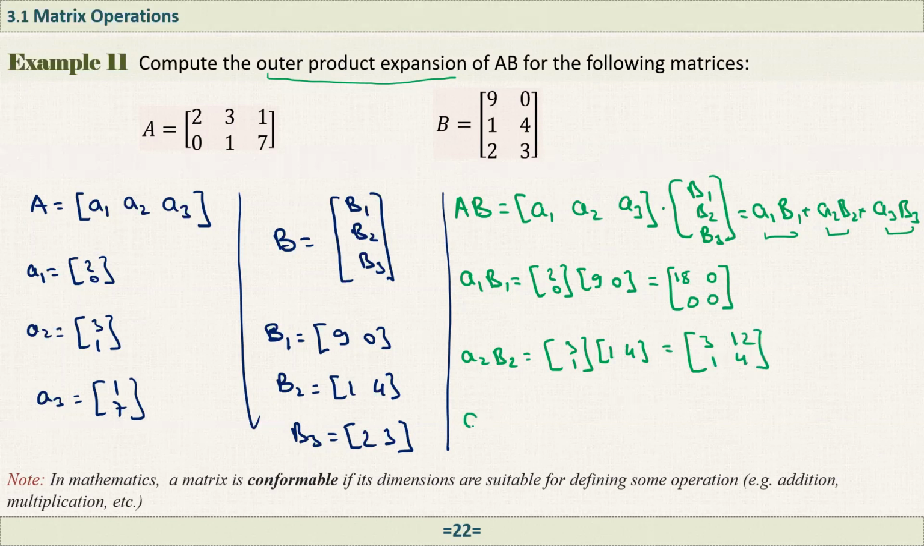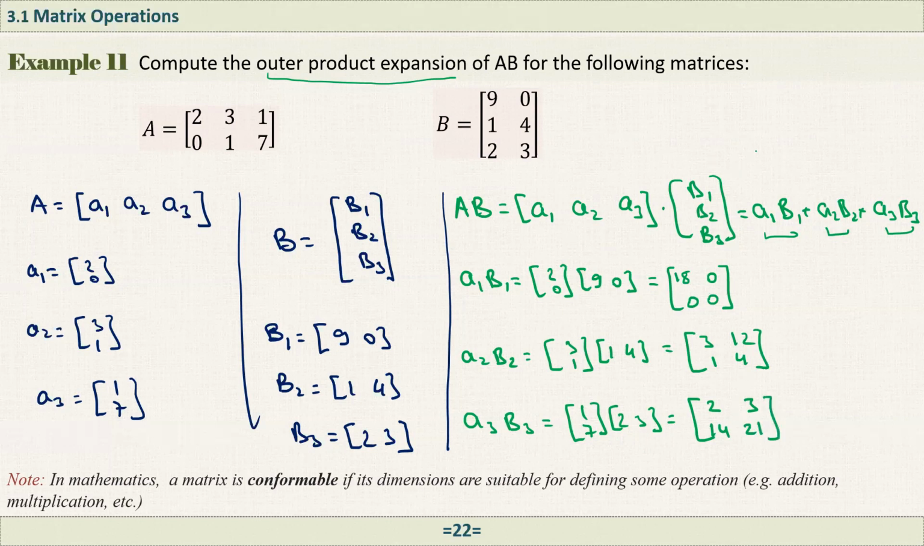And the last one, here we have A3, B3, that is [1, 7] times B3, which is [2, 3], which is equal to 1 times 2, it is 2, 1 times 3, it is 3, 7 times 2, 14, 7 times 3, it is 21.